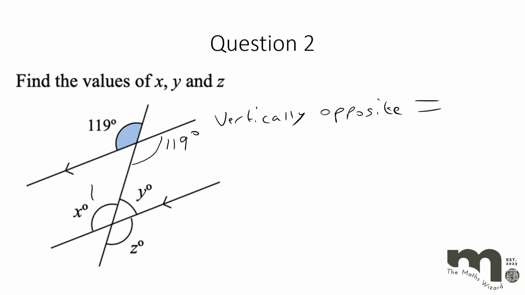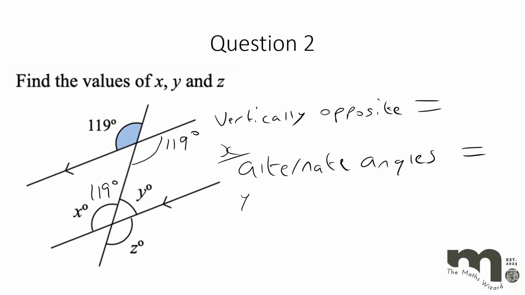This one is also 119 because alternate angles are equal. So we've now managed to figure out that one, that's for x. Then for y, we can do our co-interior angles.